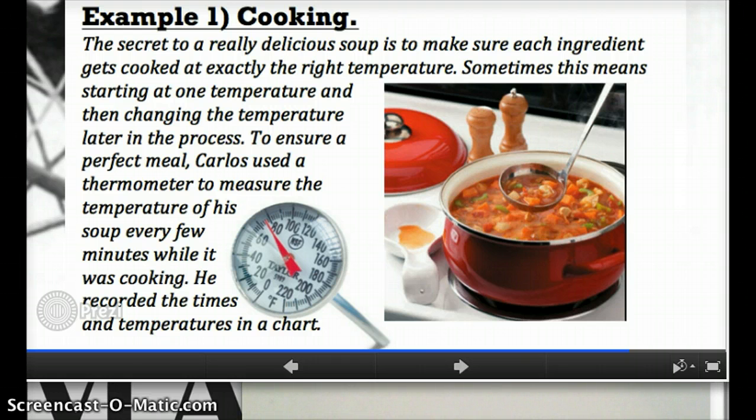and his y-axis or outputs are temperatures of the soup. Okay, so if I were to graph his data, what would it mean if there was a maximum? What would that maximum point represent? Exactly. The maximum point would represent the hottest that the soup ever gets, and presumably that's going to happen at some point.